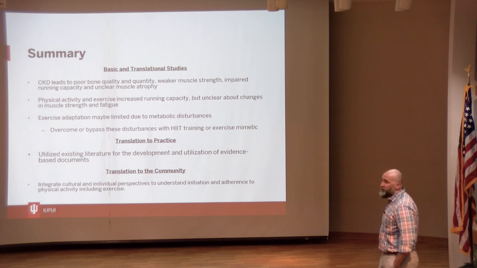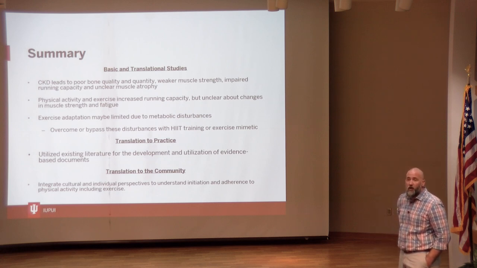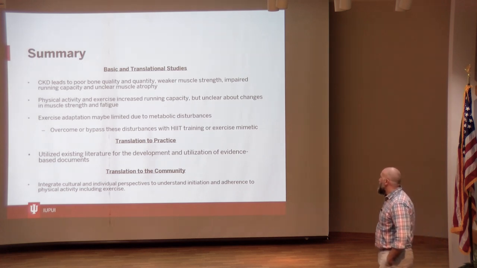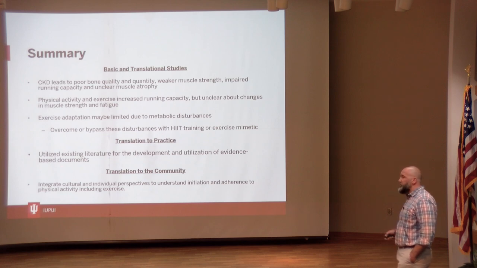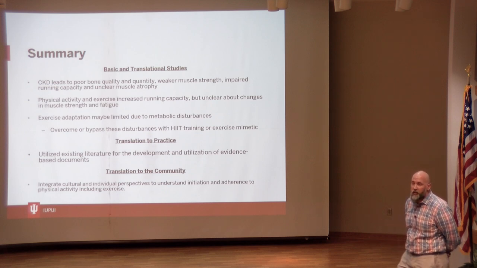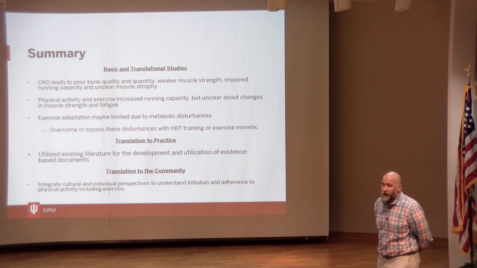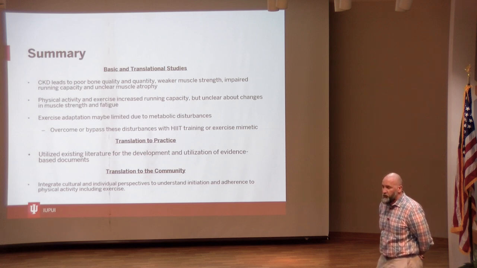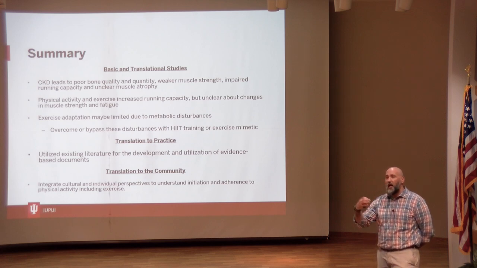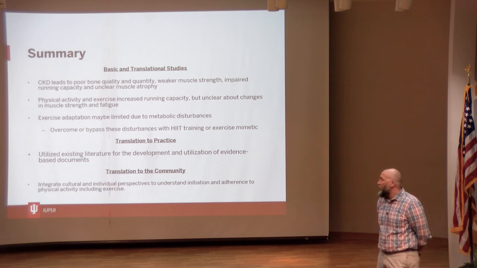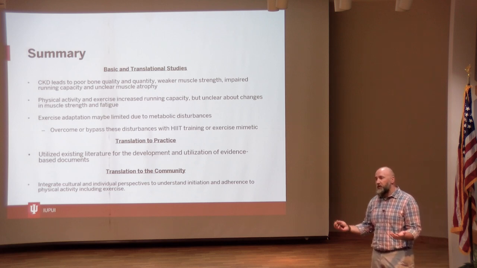Exercise adaptation may be limited due to the metabolic disturbances, and so we're going to try to overcome that through either HIIT training or through that LAMS drug intervention. From a translation to practice perspective, really we're trying to use existing literature to develop clinical practice guidelines to be able to direct proper care and clinical management. Again, it doesn't specifically exist for chronic kidney disease, but we're using the symptoms that they experience to guide the care. And then understanding from a community perspective, it's not just about, once we get this optimal dose of exercise, how do you get people to do it? Because they're kind of looking for a pill, right? They don't want to go out and do it themselves. So we're trying to get it from both perspectives, that exercise pill, as well as optimizing it.